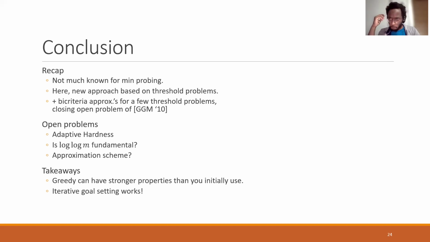And then besides that, iterative goal setting works. And that's kind of what our meta algorithm does. It does some iterative goal setting. And so that's useful in a personal context as well as an algorithmic context.